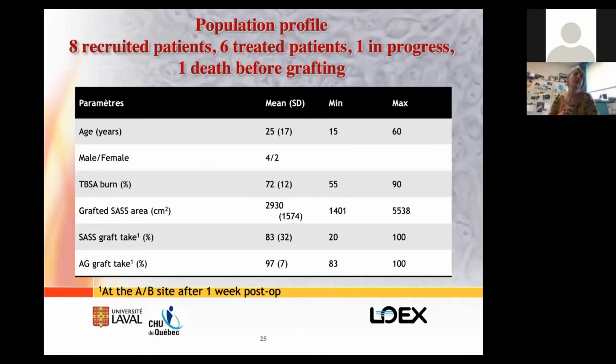Of course, we have evaluated the graft take, and you can see that the difference in graft take between skin substitute and autograft is not very large. So we are happy with these results.